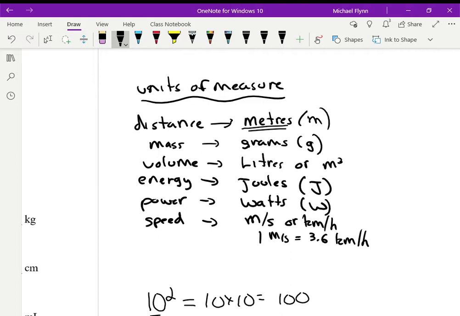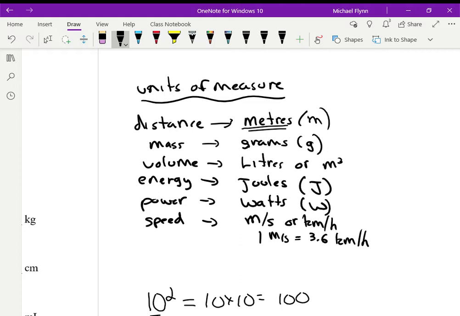Anyway, mass. Mass is how much matter is in something, and that's measured in grams. Volume, okay, there's a couple of options for volume. We either use liters, like a liter of milk. That's how much space it takes up, is a liter. Or we use cubic meters for something like a pool, or an ocean or something like that, where it's a very large quantity of water. Energy is measured after a guy named James Joule, so joules for energy.